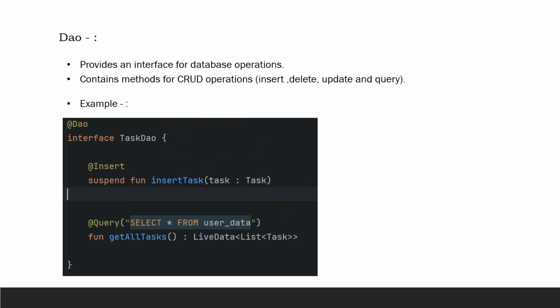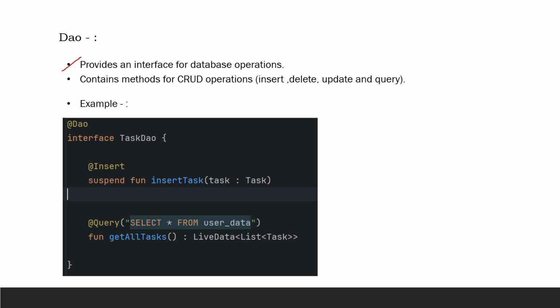Okay, so as we have learned about entities, now let's come to the DAO. What is DAO? As I already said at the start, it is an interface for the database operations. Here we annotate the interface with @Dao.